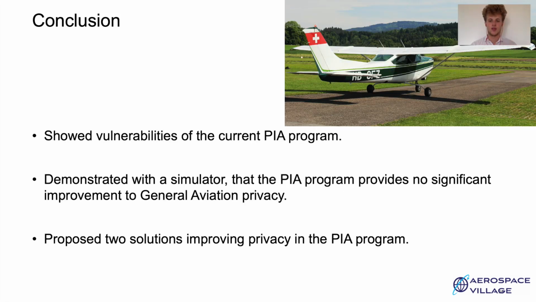To conclude this presentation, we showed that the PIA program makes it slightly harder to track aircraft using ADS-B data from crowdsourced networks. It just makes it more annoying to retrace from a privacy ICAO address back to the aircraft owner, but it's still possible, so in a sense the PIA program does not really meet its privacy goal. We show with the simulator that even with a much larger number of aircraft using a PIA, we can still track a large proportion of them over time, even if they update their PIA as often as possible. And we propose two concrete solutions to improve the privacy in the PIA program.